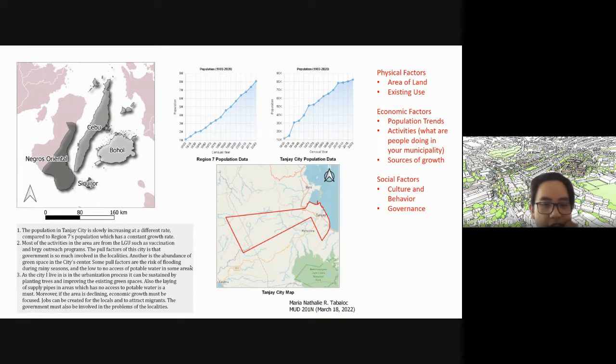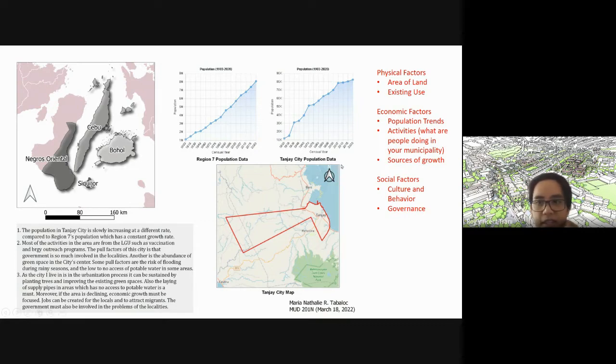Some push factors, I think, are the risk of flooding during rainy seasons and the low to no access of potable water in some areas. And the urbanization process can be sustained by planting trees, improving existing green spaces, also laying supply pipes. Moreover, the area is declining in economic growth. If the area is declining, economic growth must be focused. Jobs can be created for locals and attract migrants. The government must also be involved in these problems of the localities.